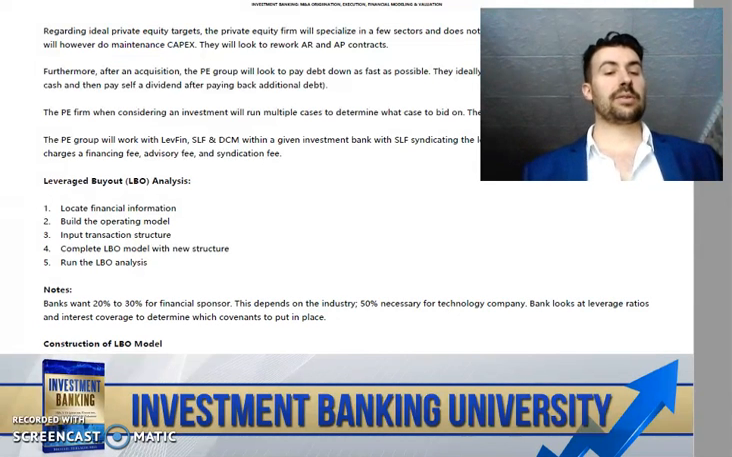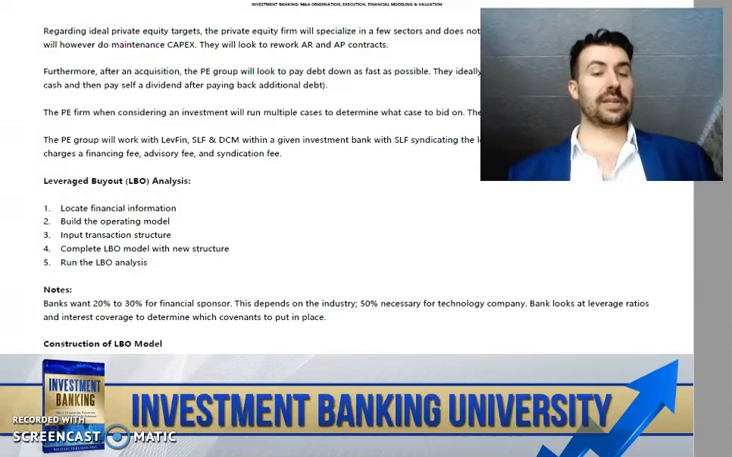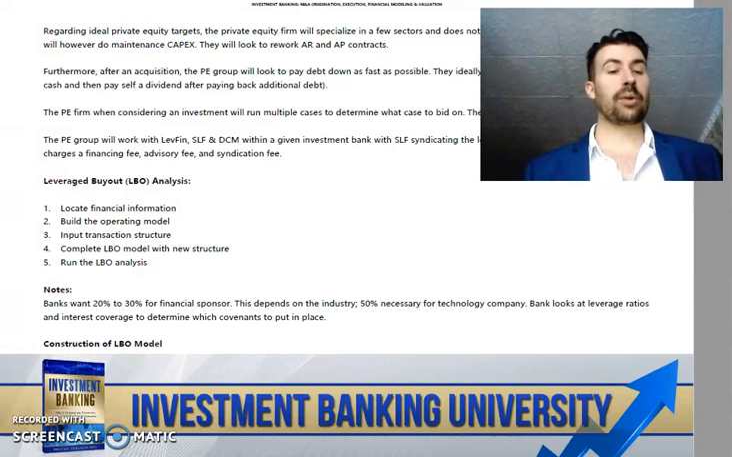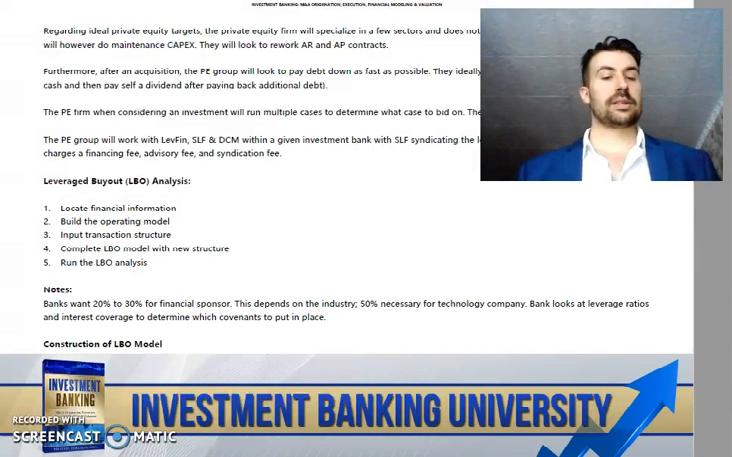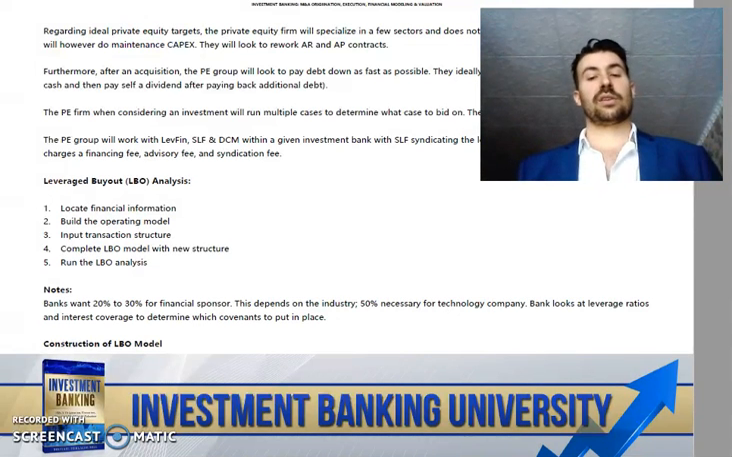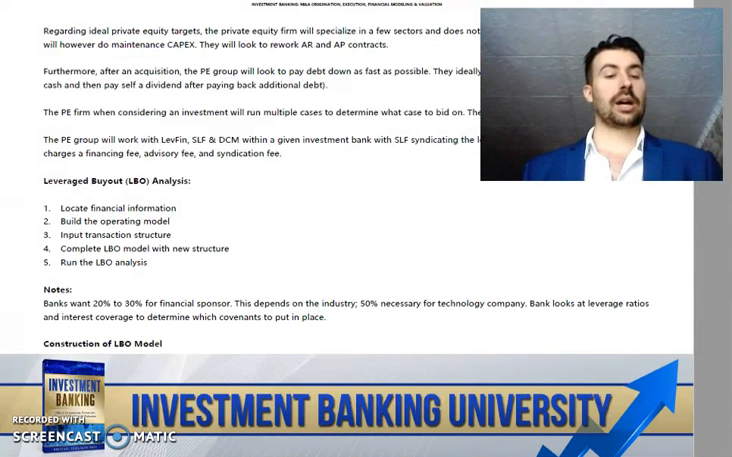So in terms of a leverage buyout analysis, we're going to locate the financial information, build the operating model, input the transaction structure, complete the LBO model with the new structure, and run the LBO analysis to determine what returns we're ultimately going to have. So banks want to see about 20% to 30% of equity contribution for a financial sponsor. And this depends on the industry. So 50% is usually necessary for a technology company. And banks look at leverage ratios and interest coverage to determine which covenants to put in place.